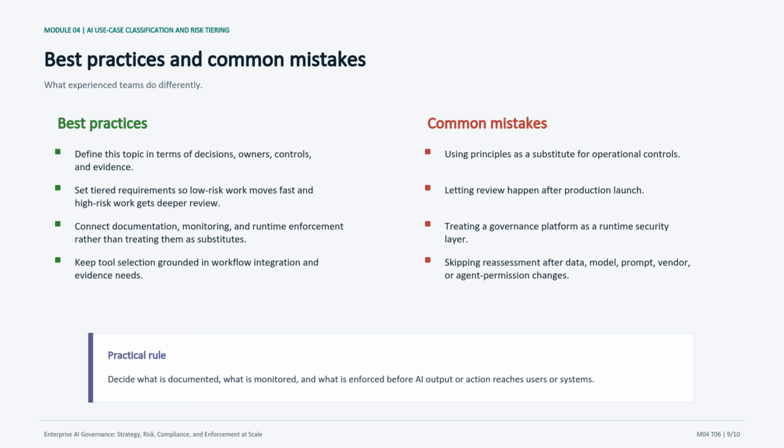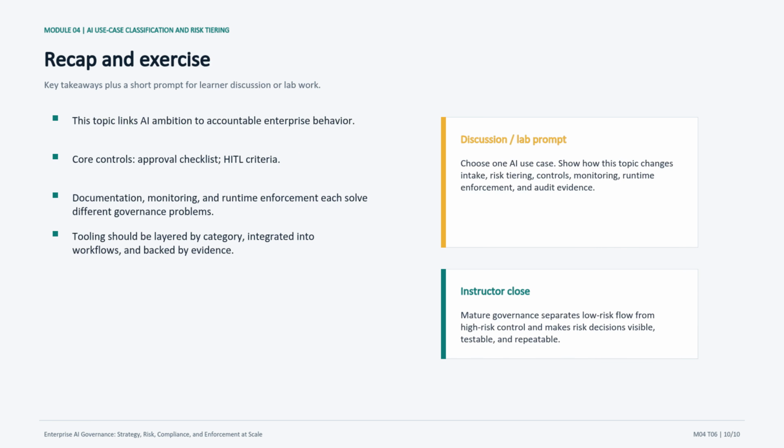We are going to pull the key ideas together and turn them into a short discussion or lab prompt. To close this deck, I would bring the class back to the central message: model and use case approval gates link AI ambition to accountable enterprise behavior. It is not separate from delivery. It is how delivery becomes safe, compliant, and repeatable. The takeaways summarize the operating logic: know the controls, separate documentation from monitoring and runtime enforcement, and choose tools that support the workflow and evidence model.